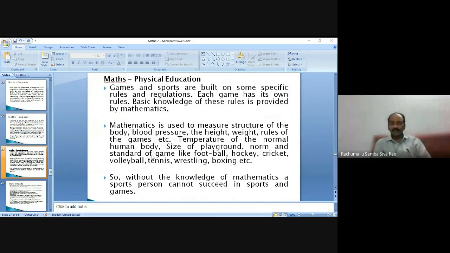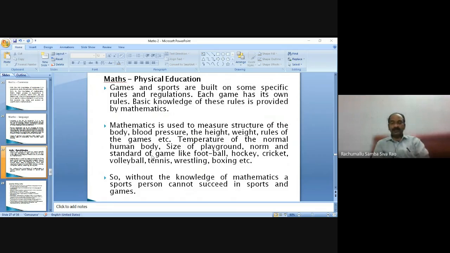Games and sports, rules and codes, and shapes of particular games items, all such concepts are involved with mathematics. Games and sports are built on some specific rules and regulations. Each game has its own rules. Basic knowledge of these rules is provided by mathematics only.